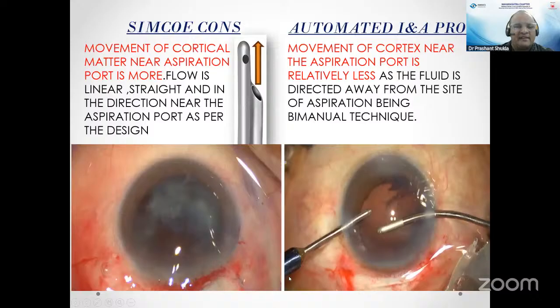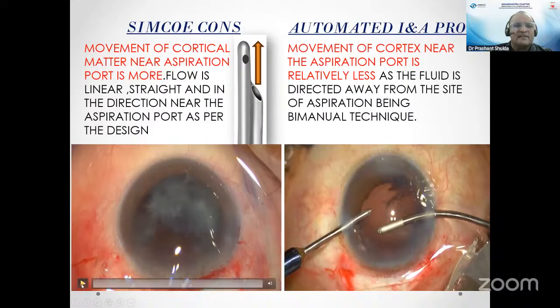One more presentation I have got. This is my own experience, not written in any book or anywhere. I feel while using the Simcoe cannula, there is more of a cortical movement around the aspiration hub, the aspiration tip. So basically, the design of the Simcoe is like the fluid goes along the side of the aspiration port.